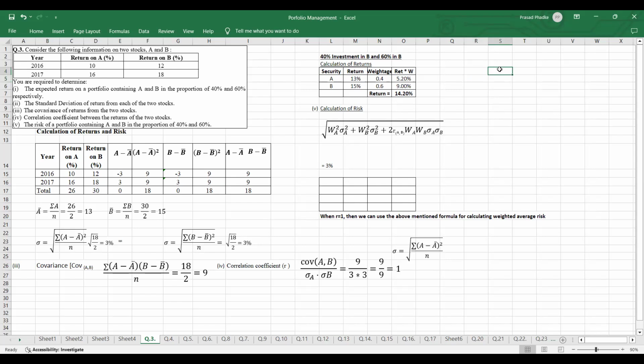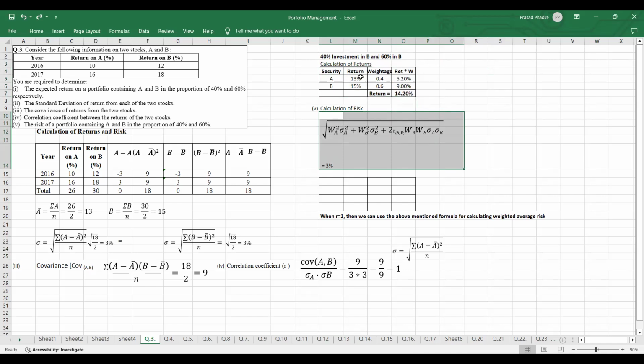Sir, if we find the covariance or correlation, then we don't have to make the table from the fifth step, 40% investment in A and 60% in B? This table is only for calculating return. If only risk is asked, like in the last question we solved, then you can avoid this table. But when return and risk both are asked, then you can prepare the table. This table is for calculating weighted average returns, and this formula is used for calculating weighted average risk.